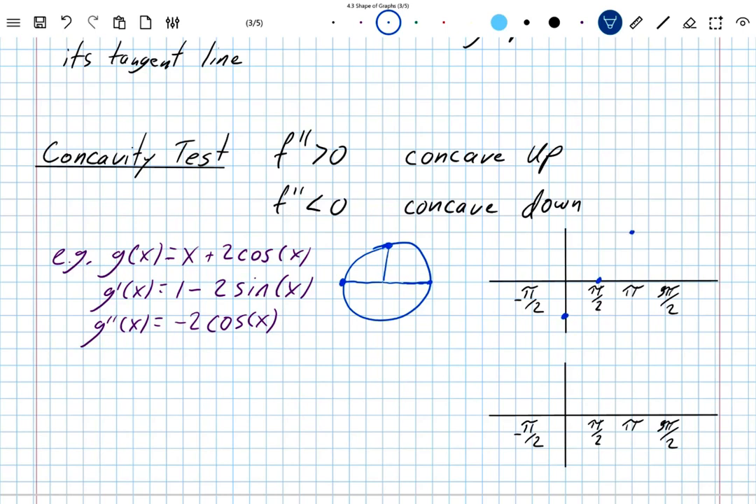Okay, and it's this nice periodic wave, right? So we could even continue this. Okay. So if I connect these dots best I can, something like that. Yep, this nice wave. So this is my second derivative.